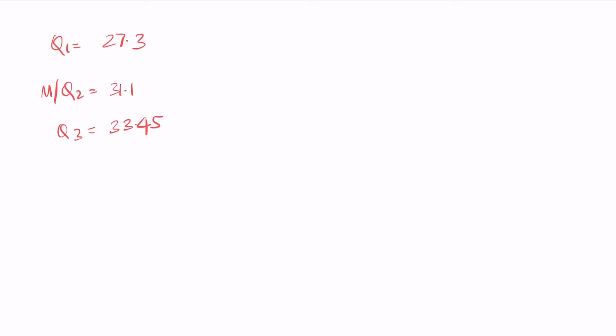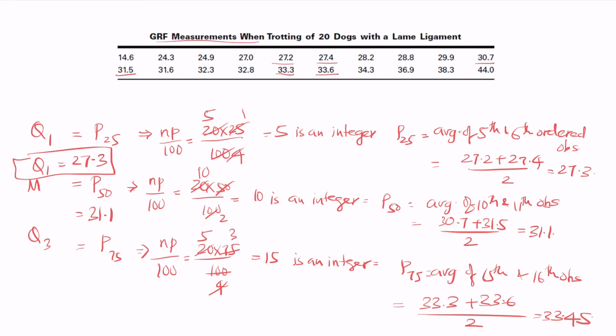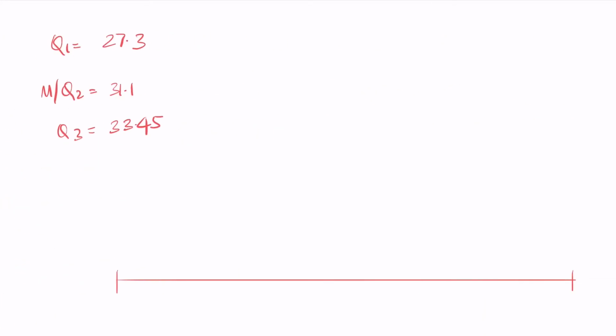How do you draw the plot? So take the axis, the x-axis. The x-axis represents the values. So the values here are the GRF measurements, right? So above that, what we generally do is we will first plot the points that we have, Q1, Q3. So let's say for example Q1 is somewhere here. So this is the value 27.3, and let's say that 33.45 is somewhere here.